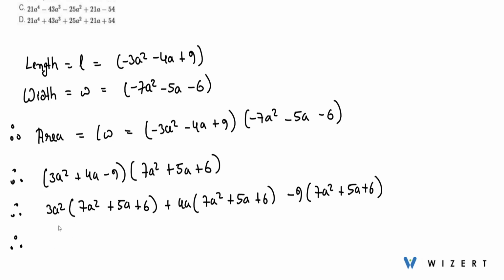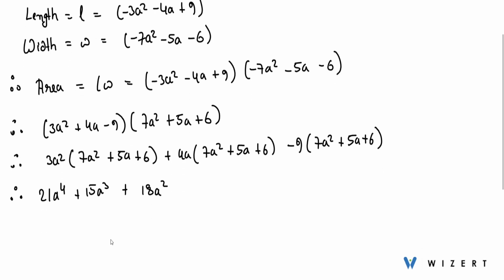So 3a square multiplied by 7a square will give us 21a raised to the power 4. Then 3a square multiplied by 5a will give us 15a cube, plus 6 multiplied by 3a square will be 18a square, plus 4a multiplied by 7a square, which will be 28a cube. Instead of writing it side by side, we can write it below the term having a cube, because it will make the calculation a bit simple.